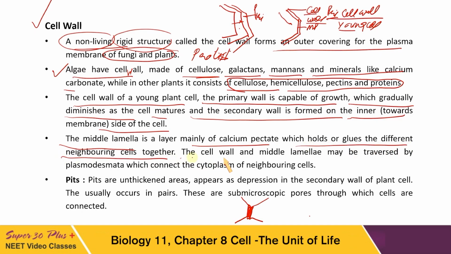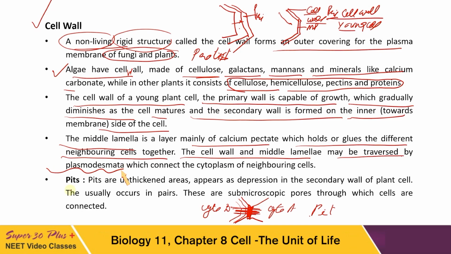The cell wall and the middle lamella may be traversed by plasmodesmata. I told you, this is the cytoplasm of cell A, this is the cytoplasm of cell B. How are the cells connected? In the primary cell wall and in the secondary cell wall, there are certain pores, pits, and through these pits the cytoplasmic threads pass, through which the neighboring cells are connected. These cytoplasmic connections are known as plasmodesmata.